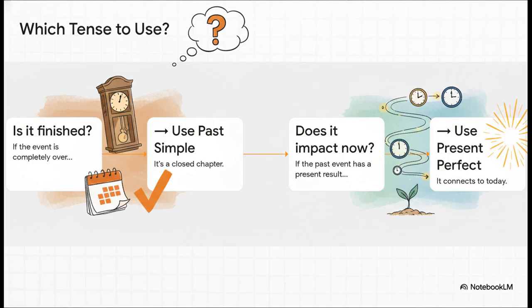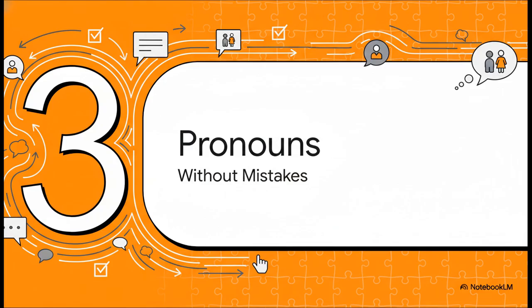When you're staring at a question, just ask yourself this. Is this event completely over and done with? Totally in the past? If the answer is yes, boom, you're using the past simple. But if the question is, does this past event have a result I can see or feel now? If yes, well, that's your big signal to use the present perfect. We are on a roll.